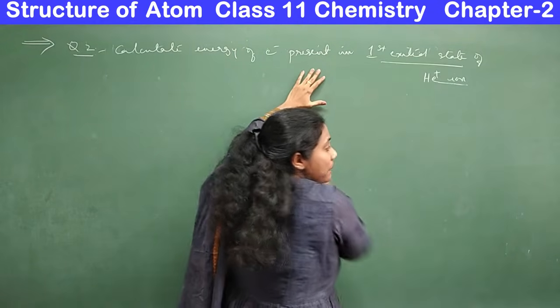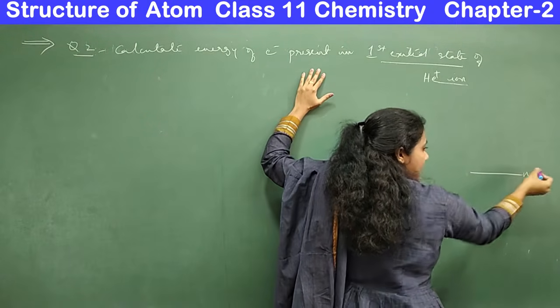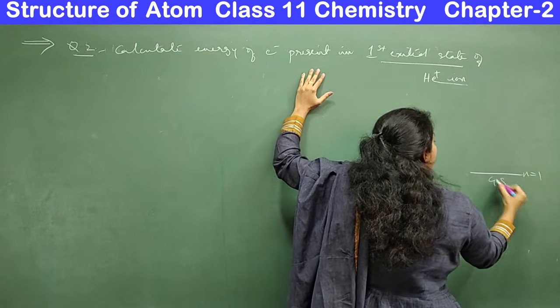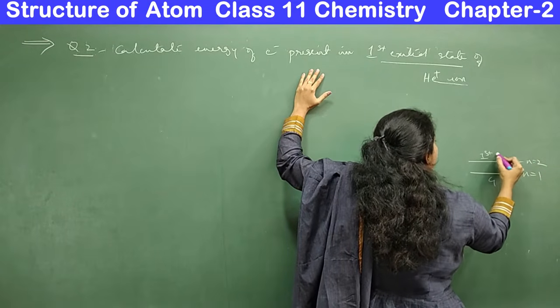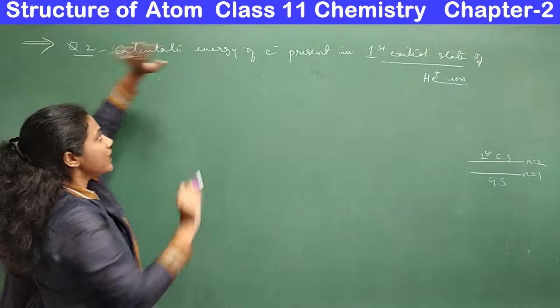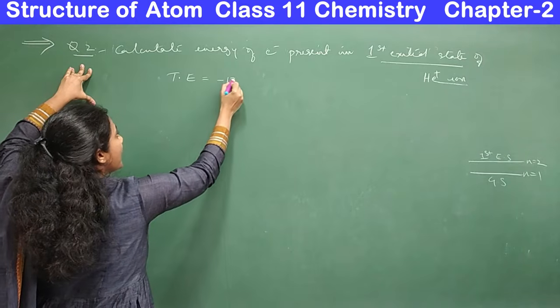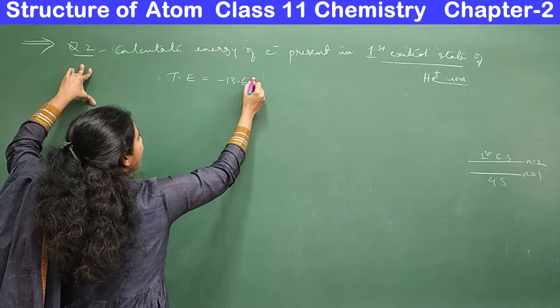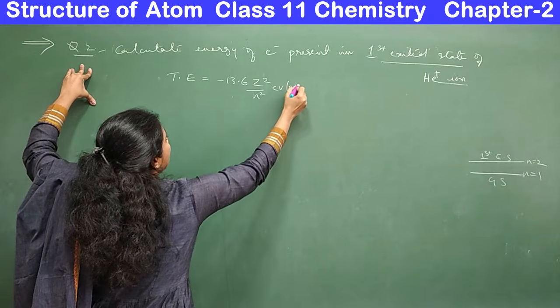Okay, so you have to find the energy of the electron present in the first excited state. Can you tell me what you mean by first excited state? See, N is equal to 1, the first shell, is called the ground state. N is equal to 2 is called the first excited state. Okay, fine. So total energy they asked you to find out now. So what is the formula? Total energy is equal to minus 13.6 Z square by N square electron volt per atom.